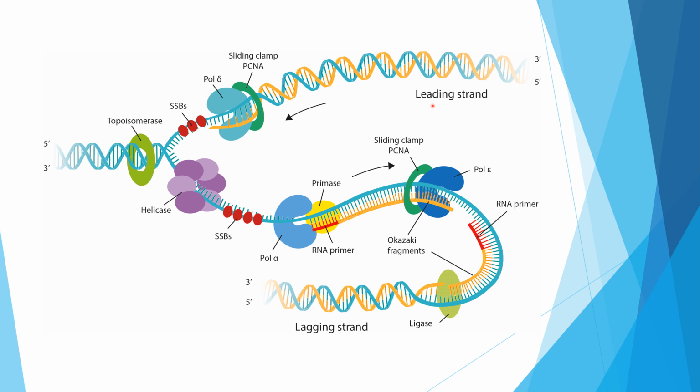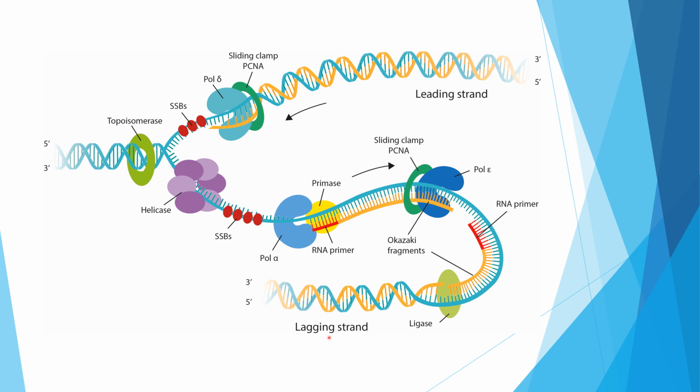If we talk about the leading strand, this one is the sliding clamp, proliferating cell nuclear antigen. It is a DNA clamp that acts as a processivity factor for DNA polymerase delta in the eukaryotic cell, and it is essential for DNA replication. Polymerase delta is essential and it is responsible for replication on the leading strand and is also involved in proofreading activity.